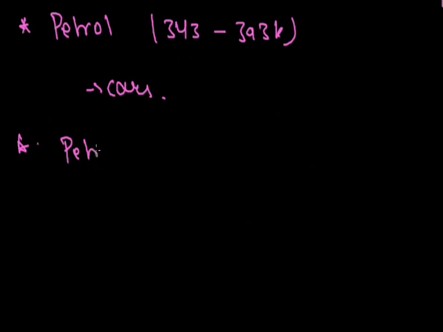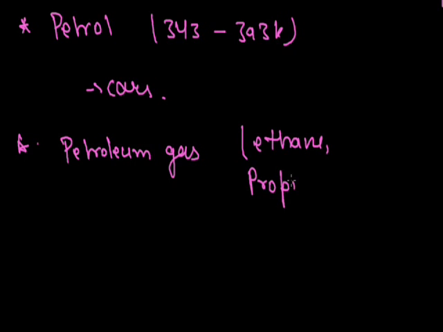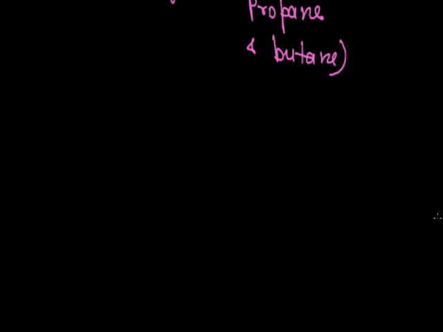Then is the petroleum gas. It is a mixture of ethane, propane, and butane. Butane can be easily liquefied under pressure. Butane is liquefied under high pressure, and the liquid form is supplied in cylinders, which is commonly called LPG, that is, liquefied petroleum gas.